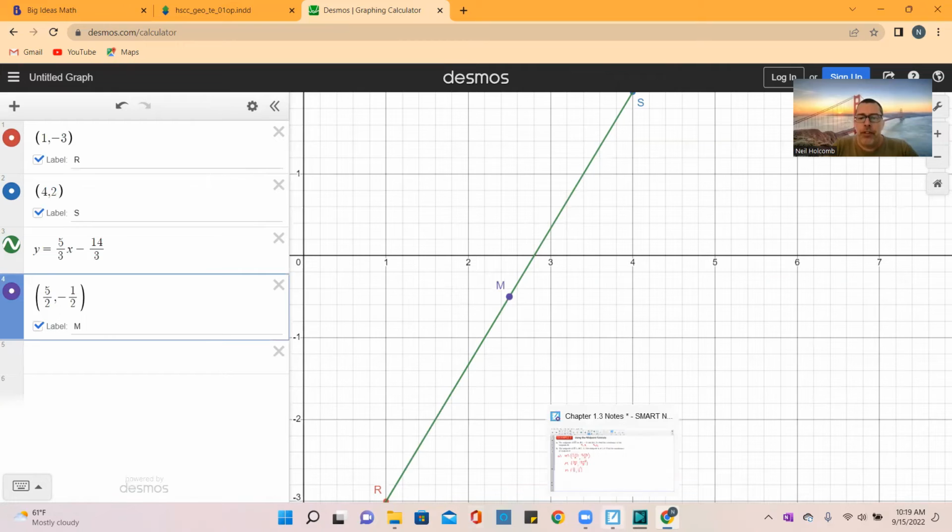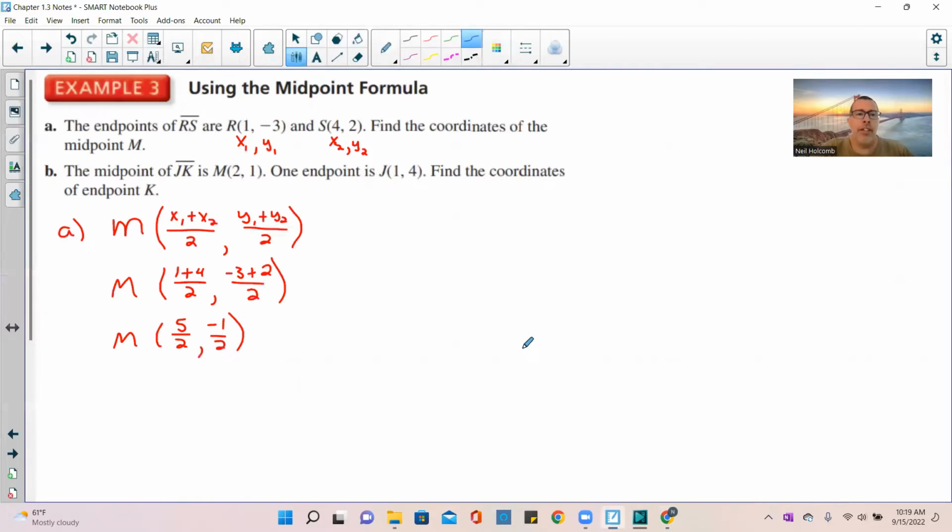Okay, so I checked it on the graph. It does land right on the graph. So there is the midpoint of RS. Now we're going to do it again. Now we're given a midpoint. So you have to be careful when you're reading these. Now it says the midpoint of JK is this. One endpoint is this. Find the coordinates of endpoint K. A lot of students get really confused there.